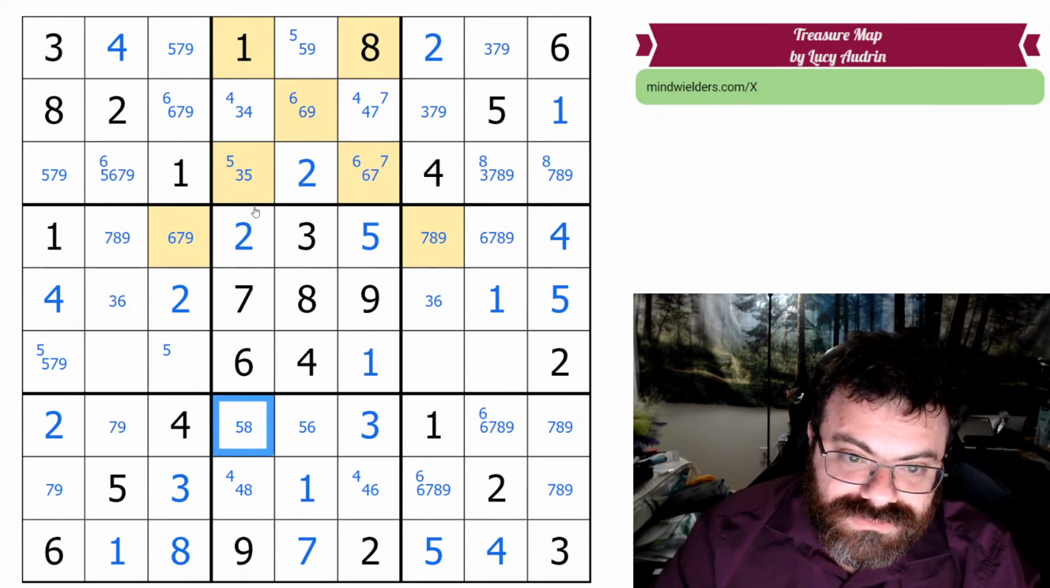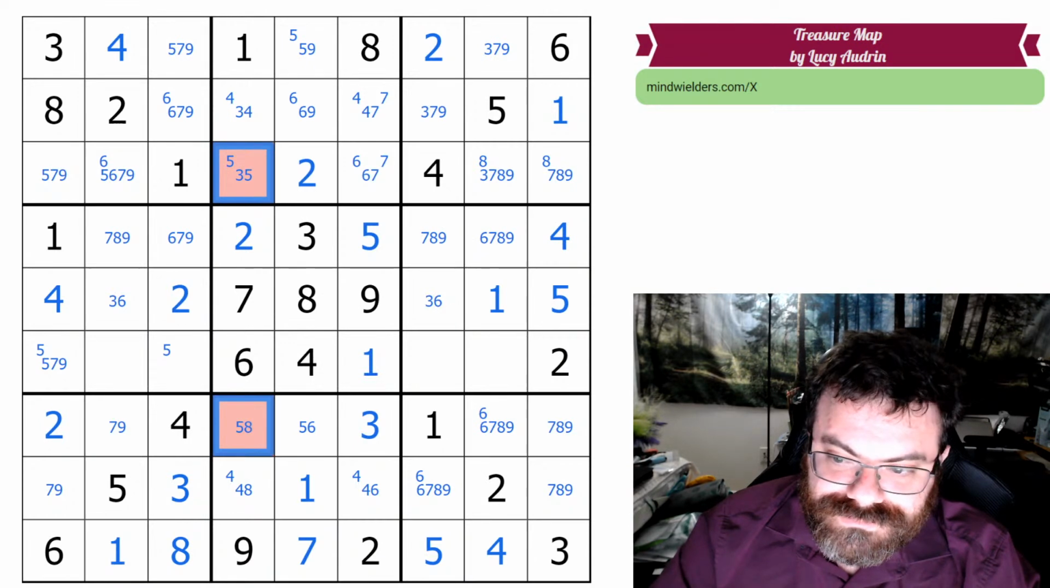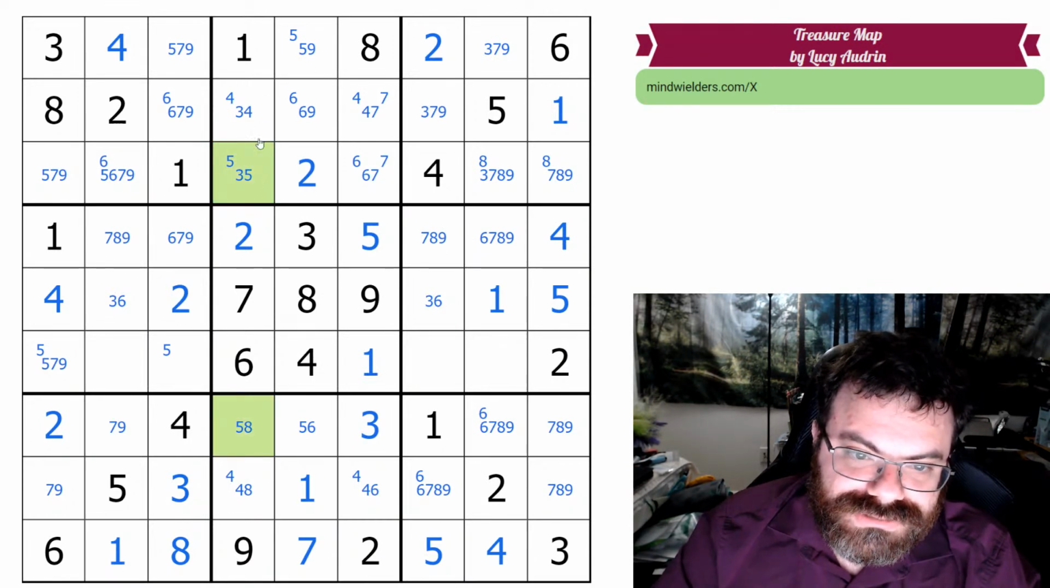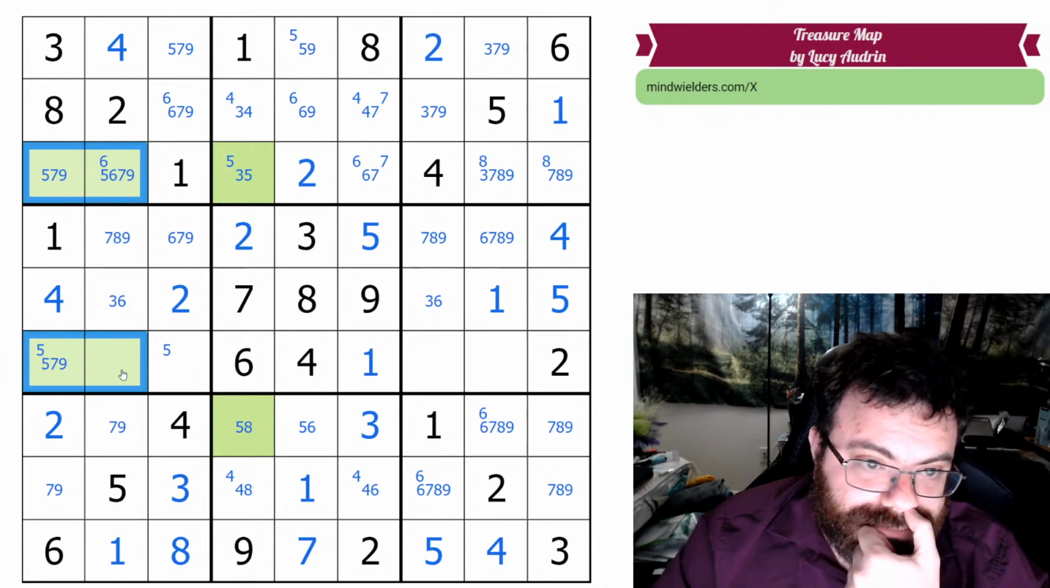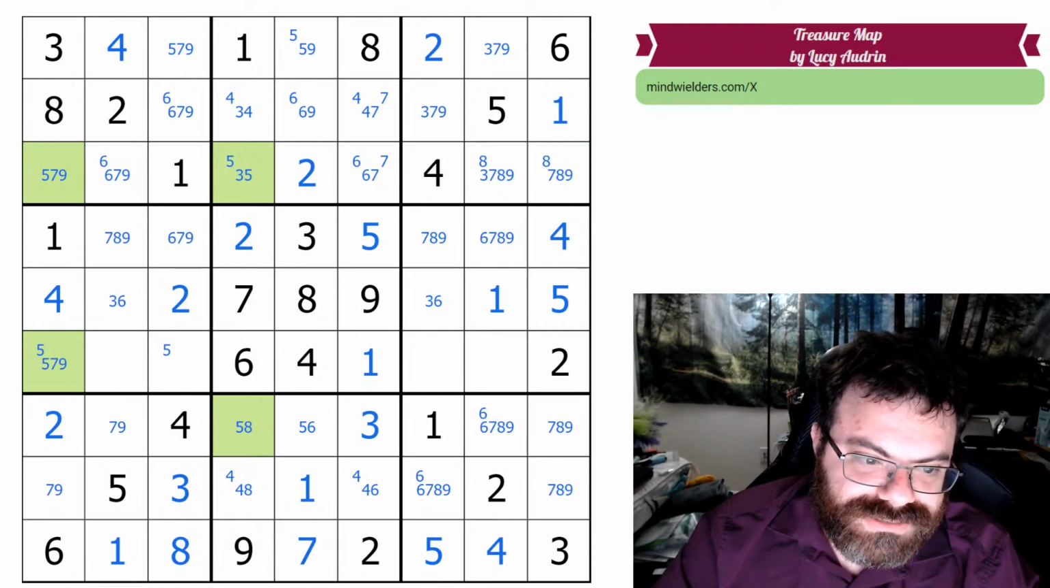So we've got 5s limited here. For now, I'm gonna turn off the X just to avoid confusion there. So I think I've got this X-wing on 5s, right? Oh no, 5 can't be here. I shouldn't have had 5 marked there.